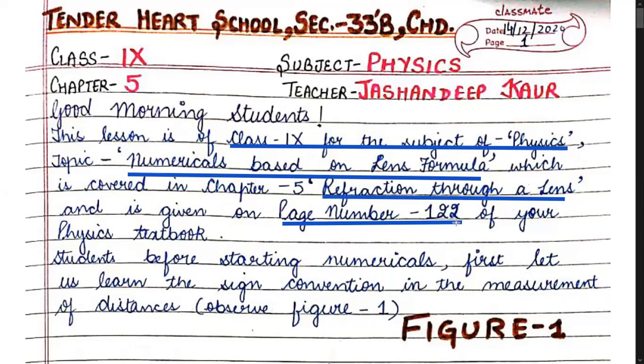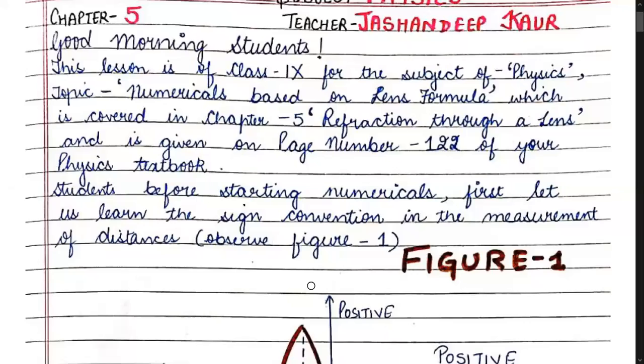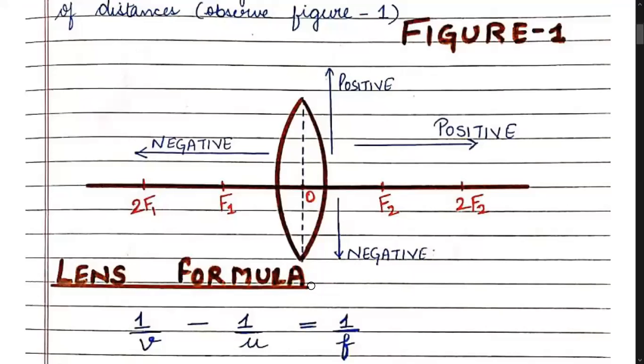Students, before starting numericals, first let us learn the sign convention in the measurement of distances, as you can see in figure number 1. Kindly see figure number 1 drawn on page number 1 of the notes submitted to you on 14 December 2020. In figure number 1, you can see a convex lens.